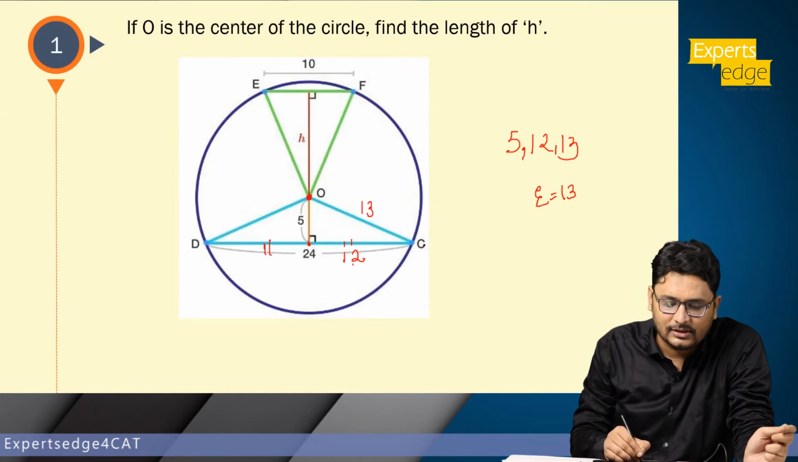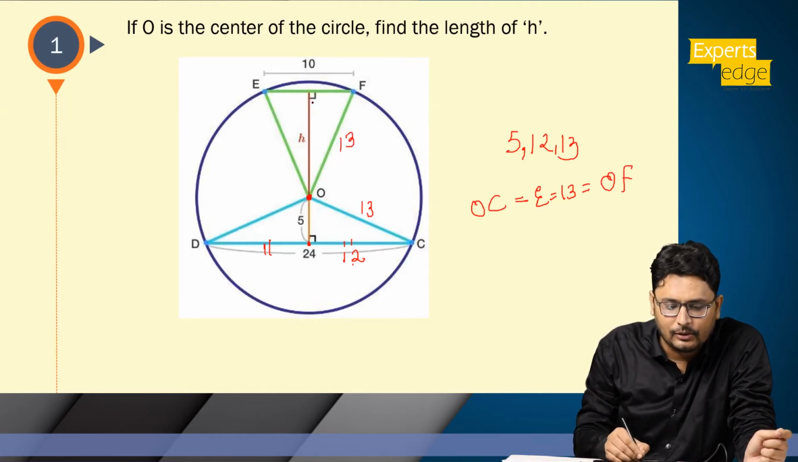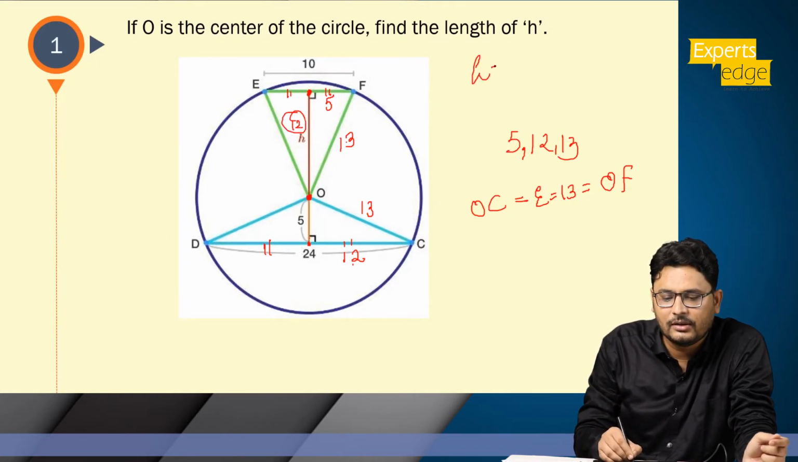So if my OC is 13, I can say my OF will also be 13, right? So this will be 13 only. So if this is 13 and I know this will again bisect this chord 10, then this will become 5. So again the same triplet repeats. 5, 13, so how much should be the H? H should be 12. So the answer of this question should be 12.